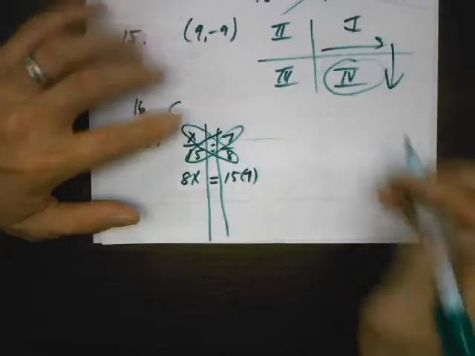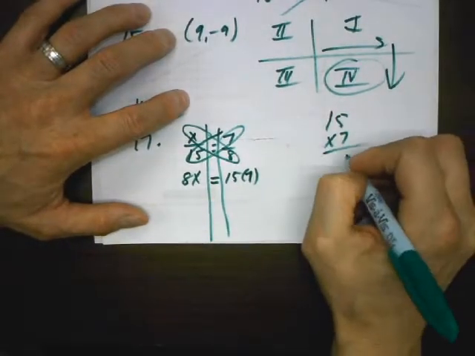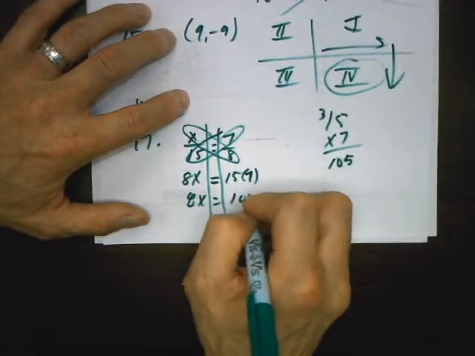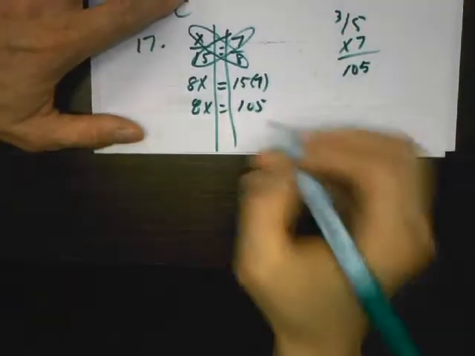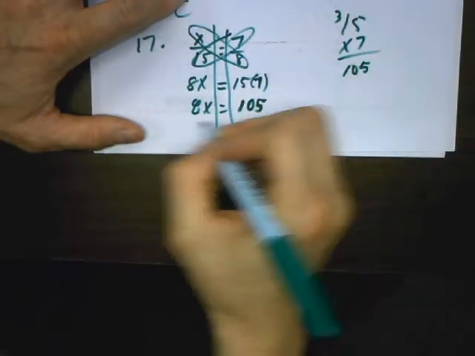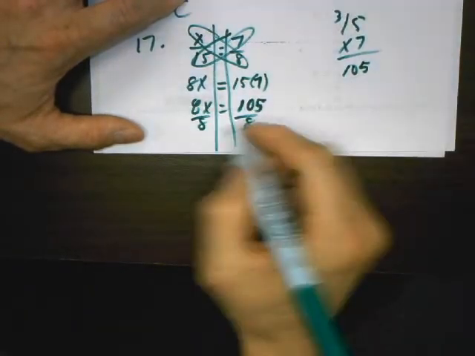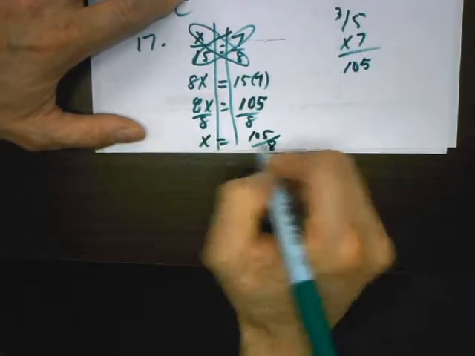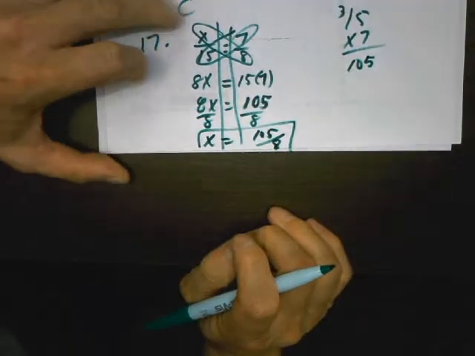And notice that I put the equal sign in the middle. 15 times 7, I go off to the side and I get 105. So I got 8x equals 105. Now, in order to figure out what x is, because that's what solving means, right? Figuring out what x is, I divide both sides by 8. Now, when I do my factor trees and cross out my 1s, I see that 105 over 8 is reduced, so there's my answer.